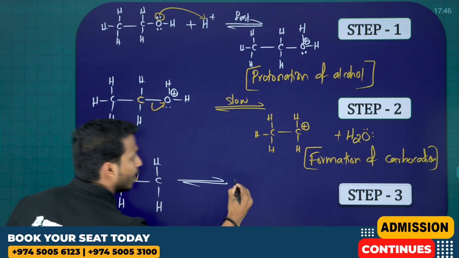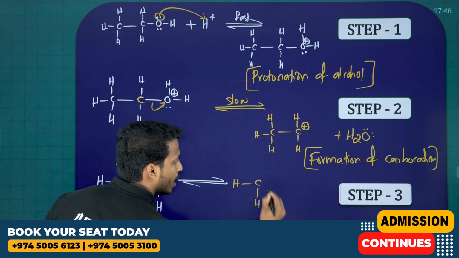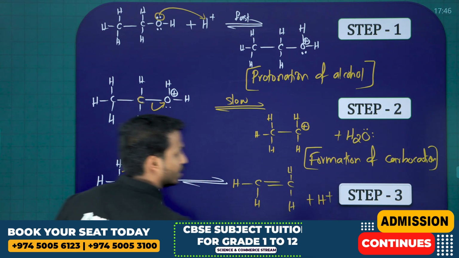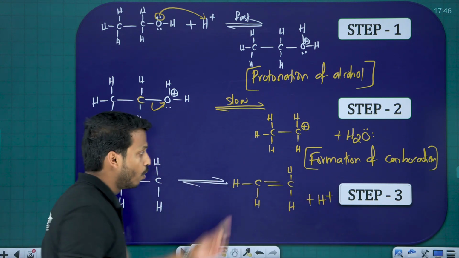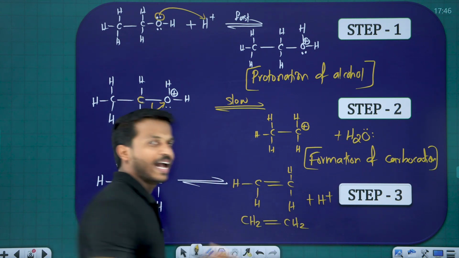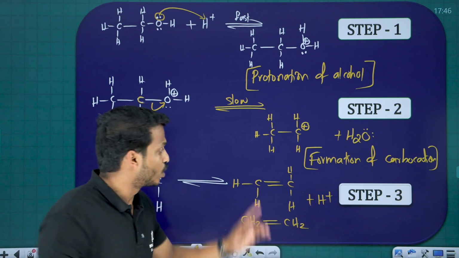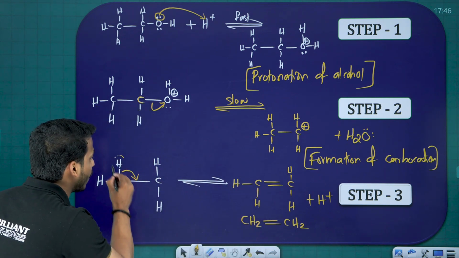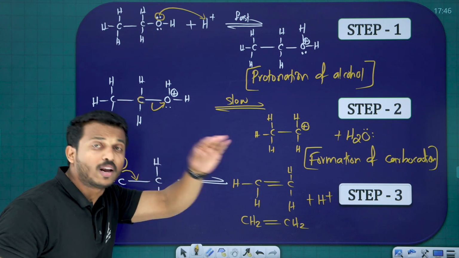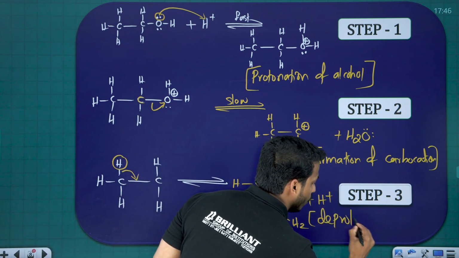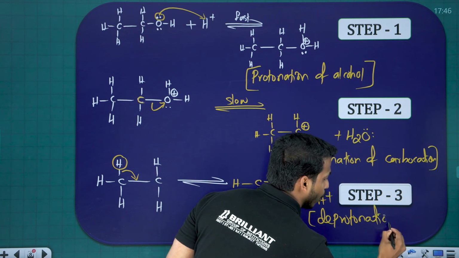So what do you get here? H, CH=CH2 plus H plus. This H is leaving as H plus. What is this product? CH2=CH2, that's our ethene, right? So what can you call step number 3? Here the H plus is removed. Removal of H plus is called deprotonation.